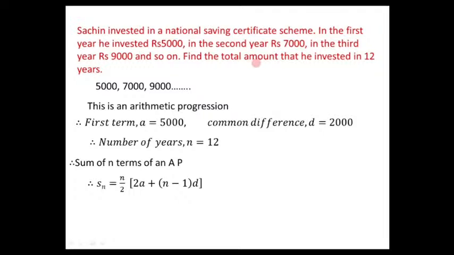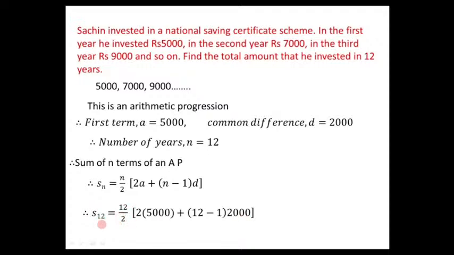If we simplify, he has invested for 12 years, that's why we should replace n by 12. So Sn will become S12, that is equal to n by 2, that is 12 divided by 2, into bracket 2 into a, that means 2 into 5000, plus n minus 1, that means 12 minus 1, into d, 2000.